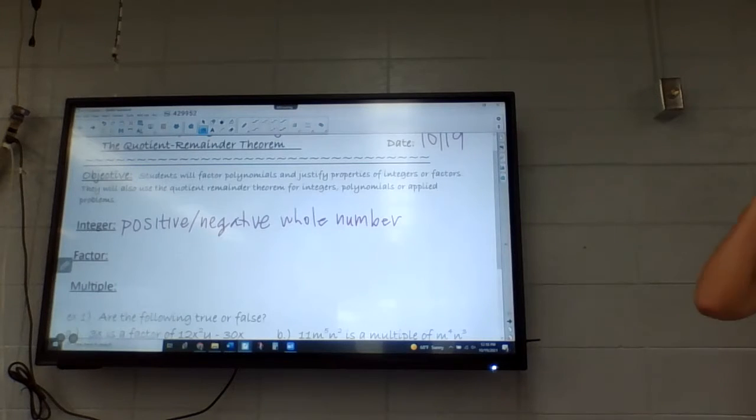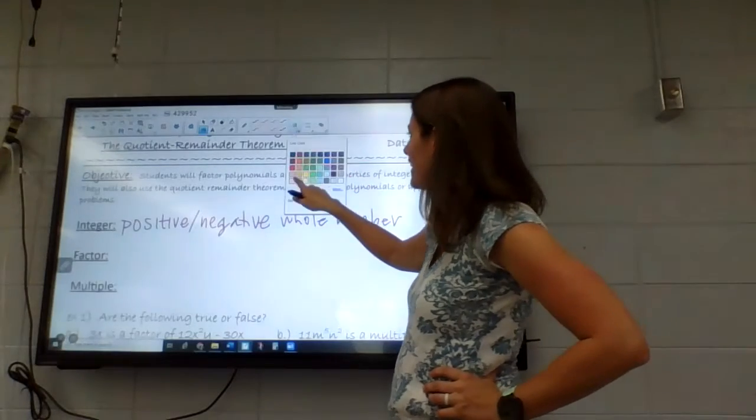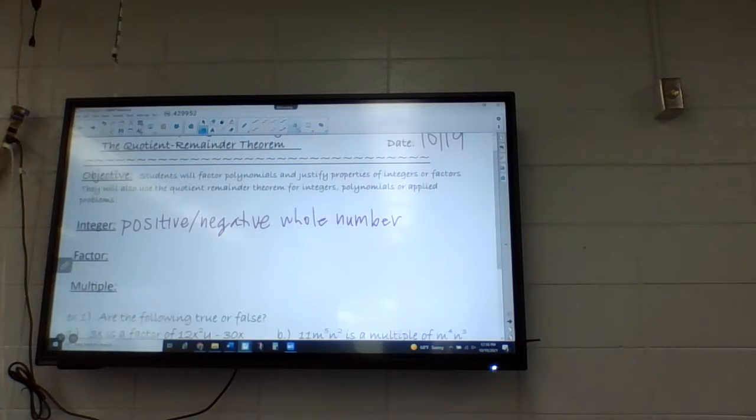All right, so factors versus multiples are kind of opposites of each other. So what's a factor, what's a multiple? What's the difference between those two? Stone, answer the question. What's the difference between a factor and a multiple, Stone? We use these words all the time. Factor, you add. Yes, Stone.